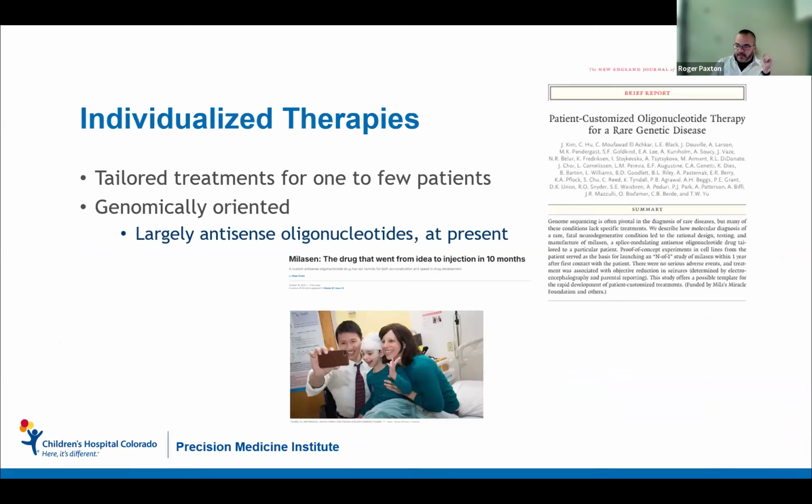So individualized therapies, why are they important? Well, first of all, what are they? They are treatments that are tailored to one to few patients, and they're frequently genomically oriented, largely ASOs at present, but we are seeing greater involvement in other therapeutic modalities as well.